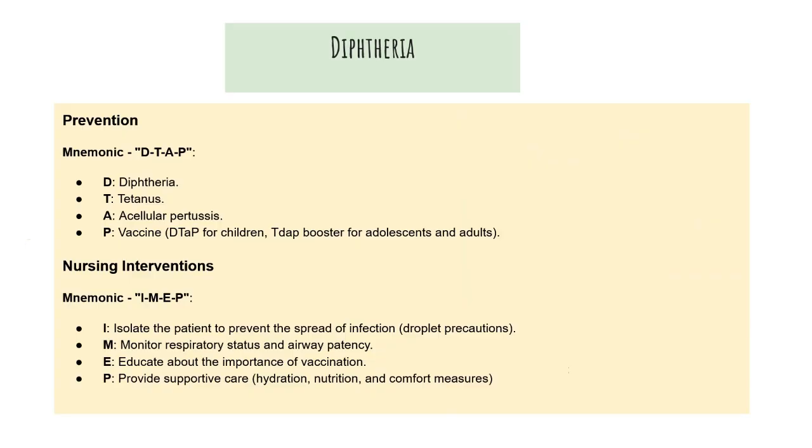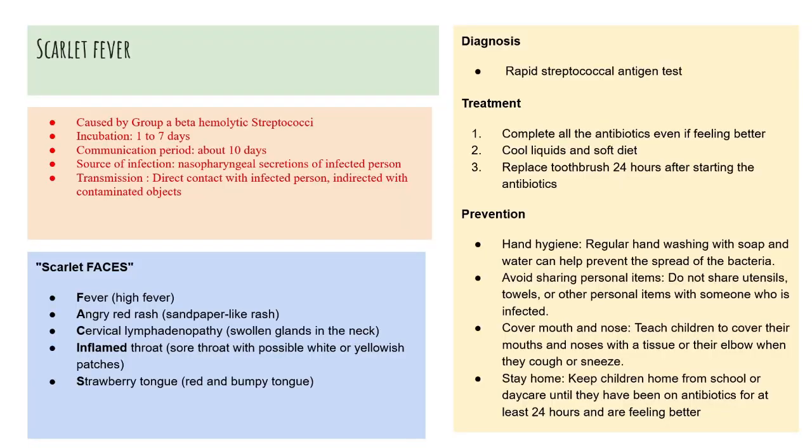And prevention is DTaP again. In this case, same thing. And nursing intervention is to isolate the child, droplet precautions, monitor for respiratory status and airway patency. Suction should be working, oxygen should be available, and the Ambu bag should be there. And a tracheostomy set can be available too in case of severe situations. Importance of timely vaccination and supportive care, hydration, nutrition, and comfort measures.